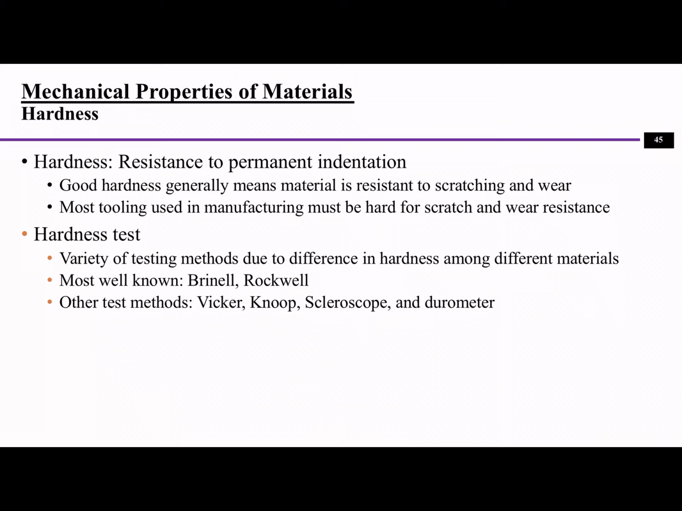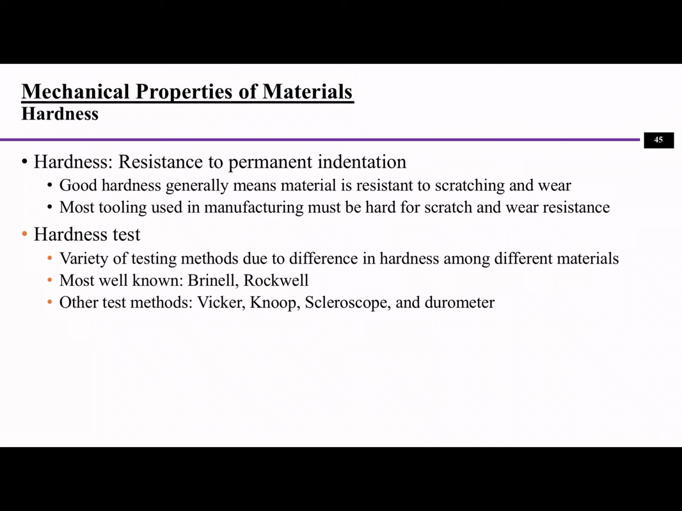Next mechanical property is the hardness. Hardness is defined as the resistance to permanent indentation. So hardness is more about the surface of the material, while the stress-strain is more about the whole body of the material. Hardness is more of a surface property. It means how much resistance it has to permanent indentation, right?